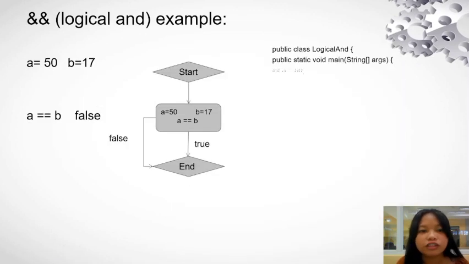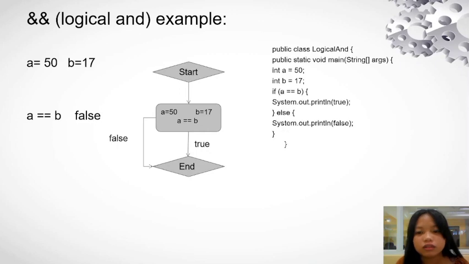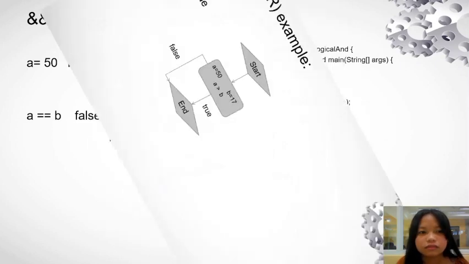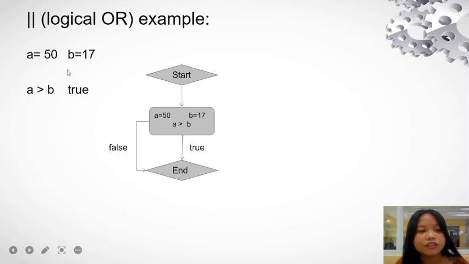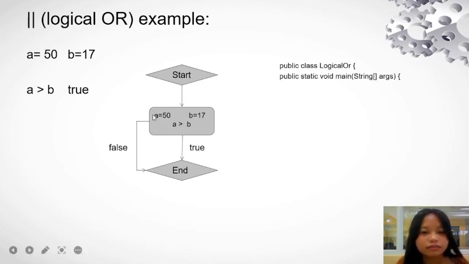So I have also an example for logical OR. Same with AND, A is equal to 50 and B is equal to 17. So if A is greater than B, it will print true. If not, it will print false.